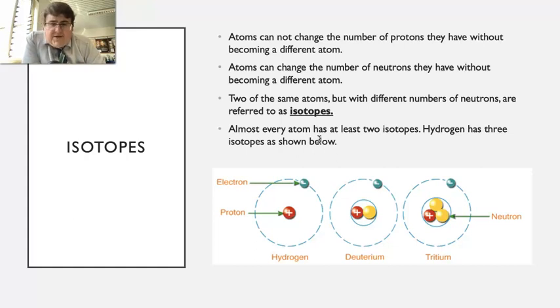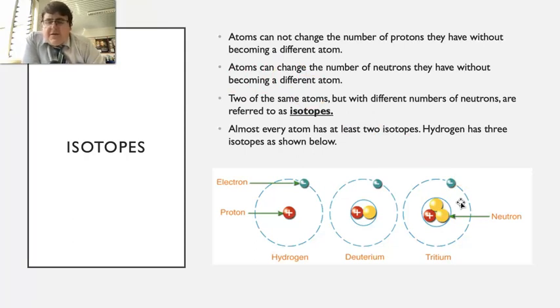What we can talk about is atoms changing the number of neutrons. And that won't change what atom it is, because the neutrons are not going to change the atomic number. The atomic number stays the same, but the mass number will change. And that's what we're dealing with down here with isotopes. So 2 of the same atoms, but with a different number of neutrons, hence a different mass number, are called isotopes. Almost every atom that we know of has at least 2 isotopes.